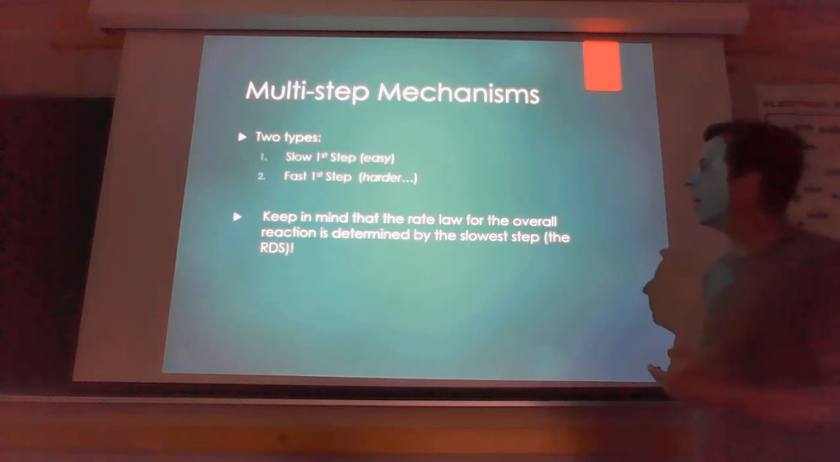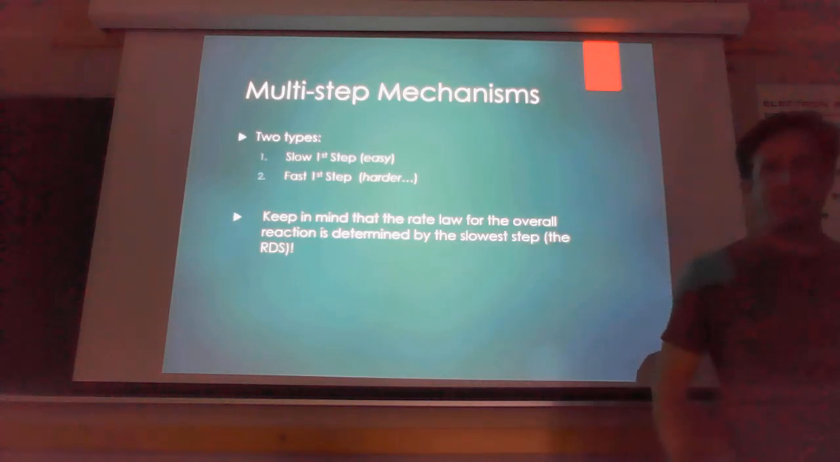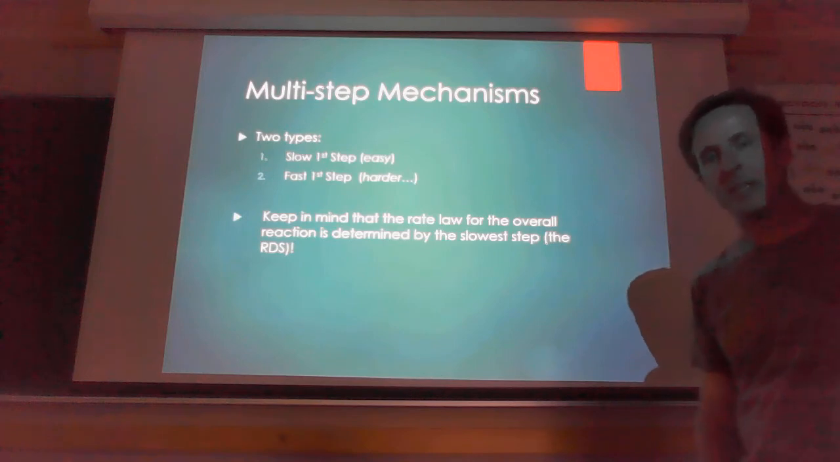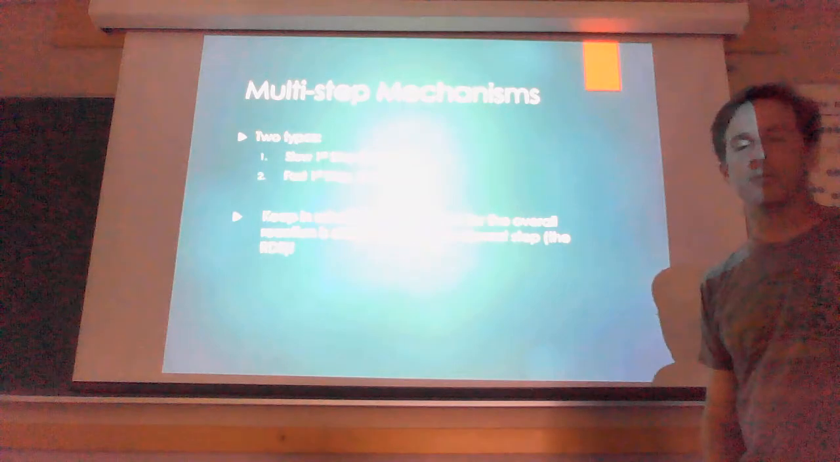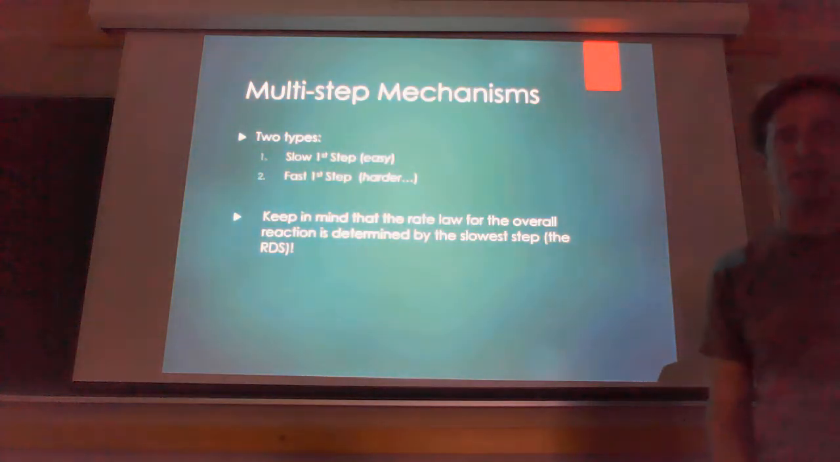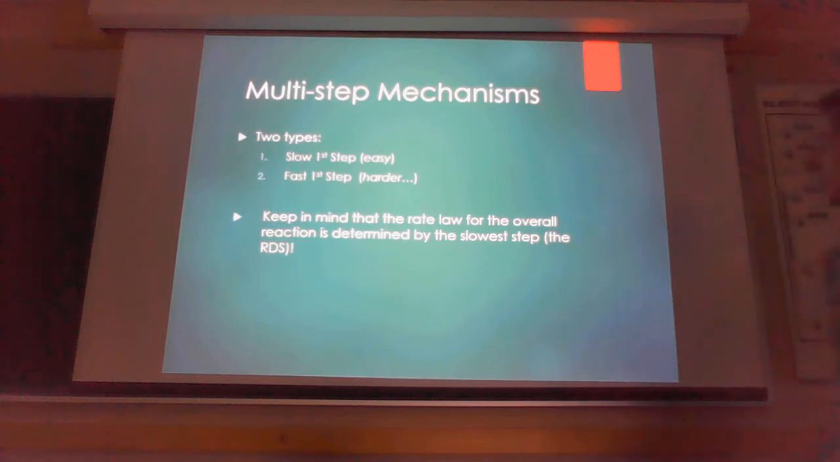A little bit harder though, if we have a case where the first step is a fast step, that means the slow step is going to come up as a later step in the process. Then we have a little bit more math to do, because when the slow step is a later step, it will typically involve an intermediate, and when we have an intermediate in a rate law, that is not a proper form for writing your rate law, so we have to do some substitution to get rid of that. All right?